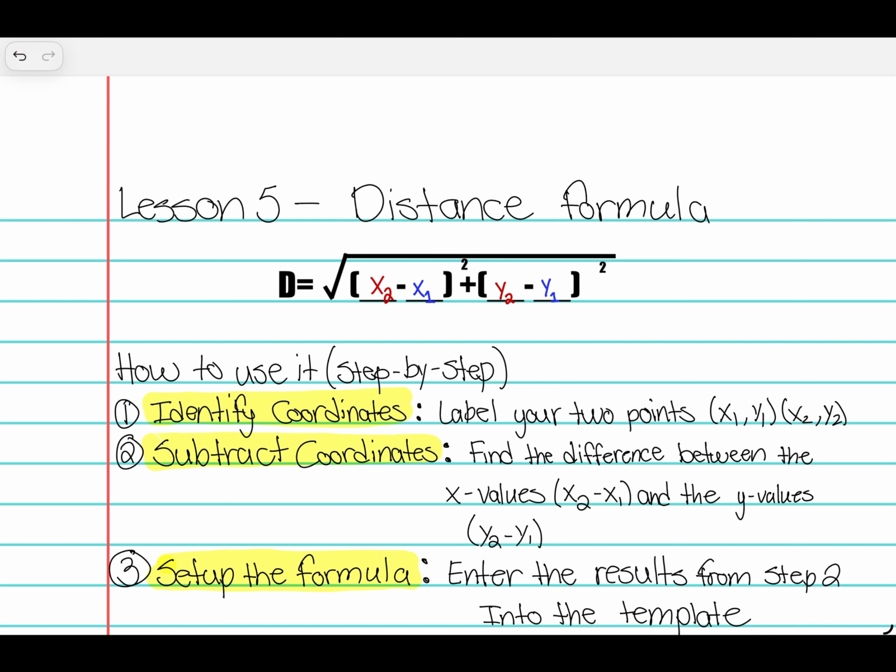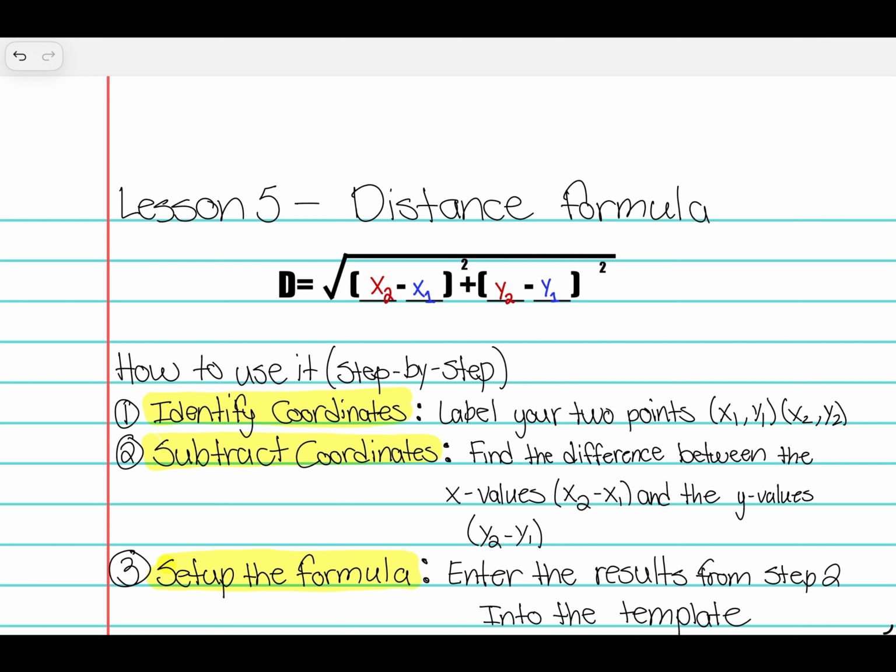Okay. The first thing we're going to do is identify the coordinates, which means we need to label the 2 points. The first point they put on the paper or in the question, we're going to label as x1, y1. The second point they put in the question or on the paper is going to be x2, y2.